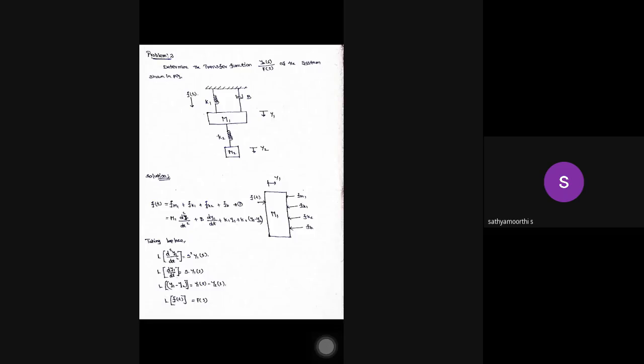So welcome. We already discussed the mechanical translational system in our previous session. Now we have to discuss one more problem in the same manner in a mechanical translational system. So we will go for the problem. Problem number 2: determine the transfer function Y(s)/F(s) of the system shown in the figure.